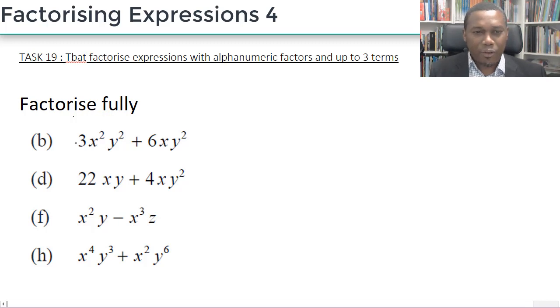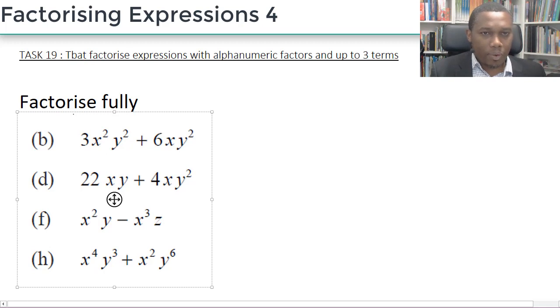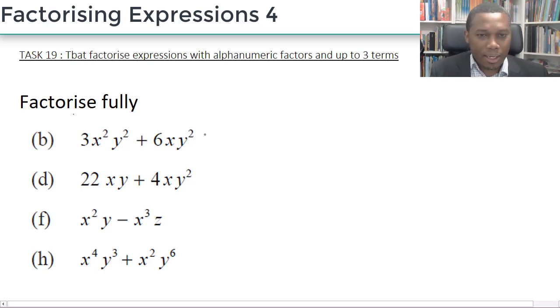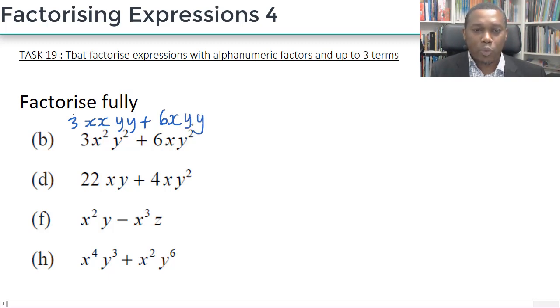I'm going to say this for the first one. What is it? It's 3. Let me work in blue. I'm just going to write it as 3, and then x squared is x multiplied by x. I'll just keep x times x, and then y squared, that's a y times a y. That's a long version. You'll never write it like this, but it's a brilliant way, I think, to help with the factorization. And then for the second term, it's 6 times x times y squared, which is y times y.